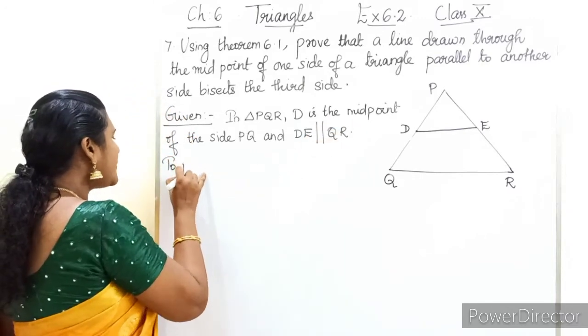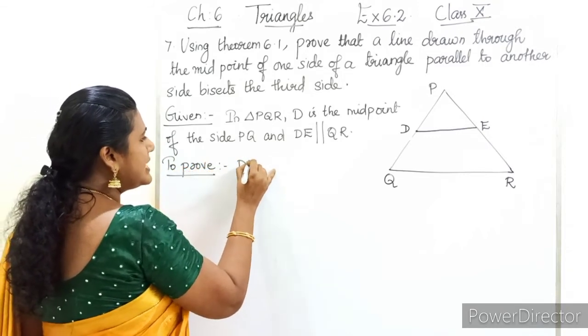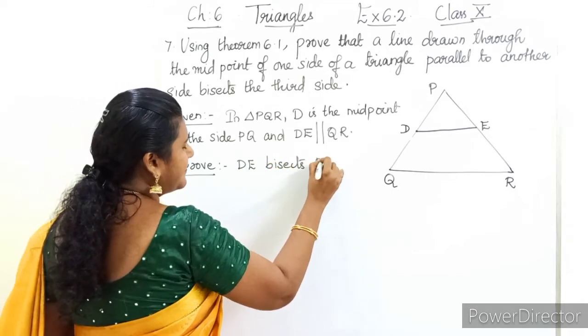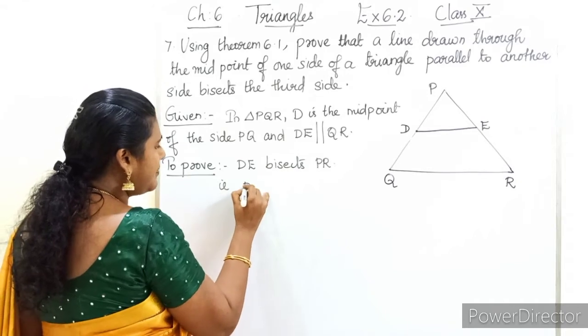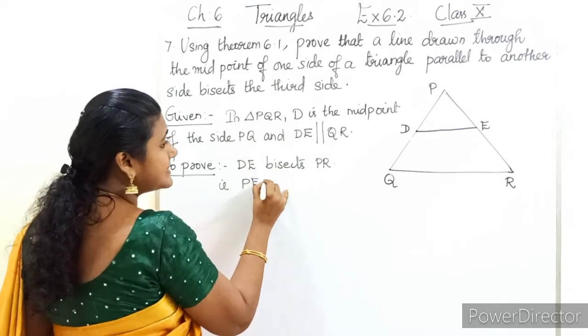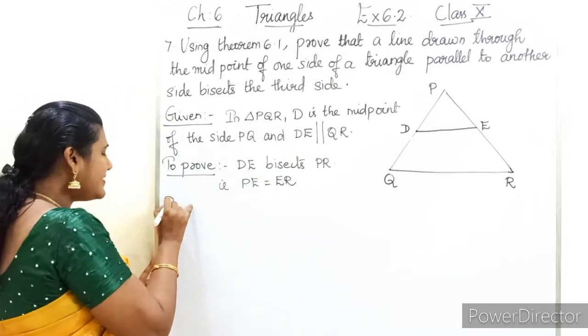So these two conditions are given in the question. Now what we have to prove? DE bisects PR. Bisects PR, that is we have to prove PE is equal to ER. So this is the condition we need to prove. Now we will see the proof.